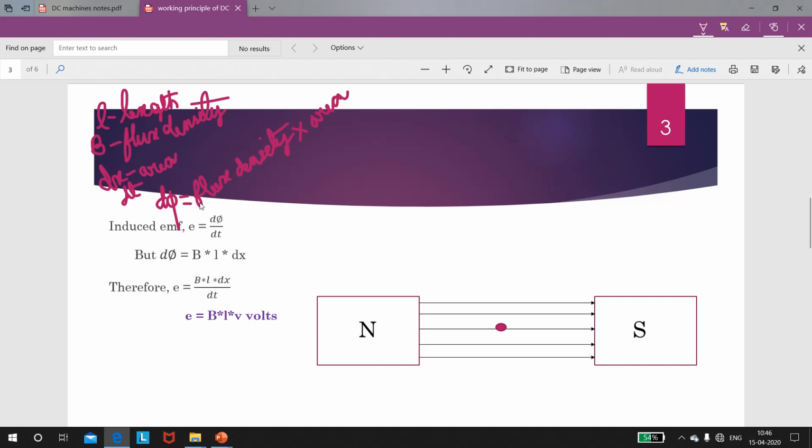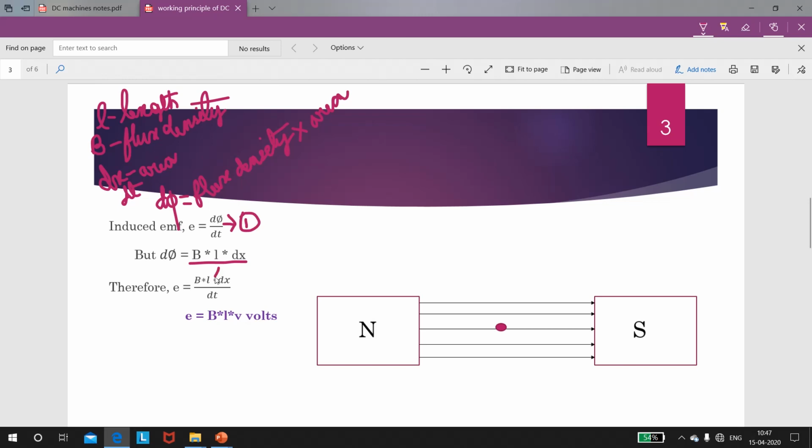So what is the flux density? Flux density is nothing but B. So d phi is equal to B into, now conductor is of length L, so L is the length of the conductor into the area dx. So therefore d phi is equal to B into L into dx. Let me substitute this d phi in the above equation. Therefore you will get E is equal to B into L into dx by dt.